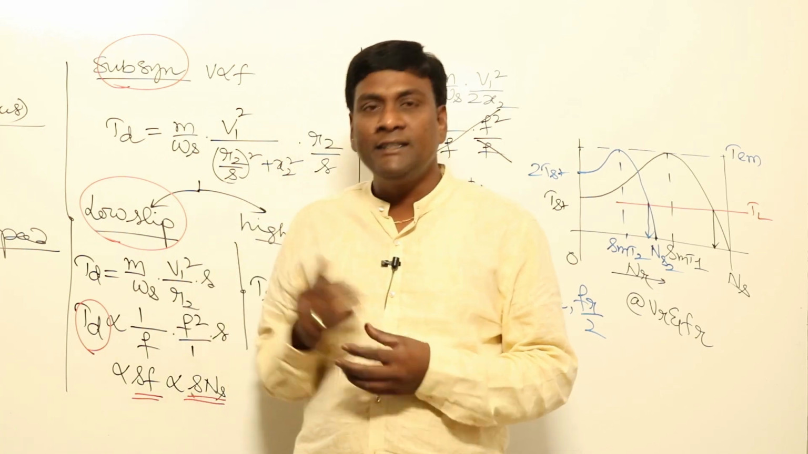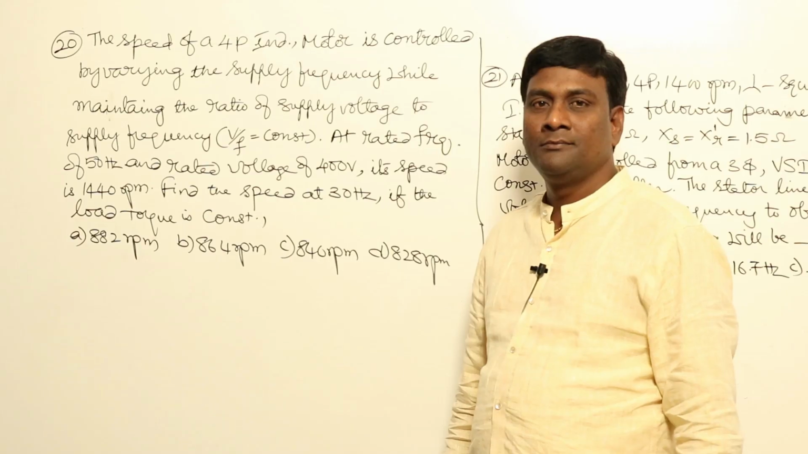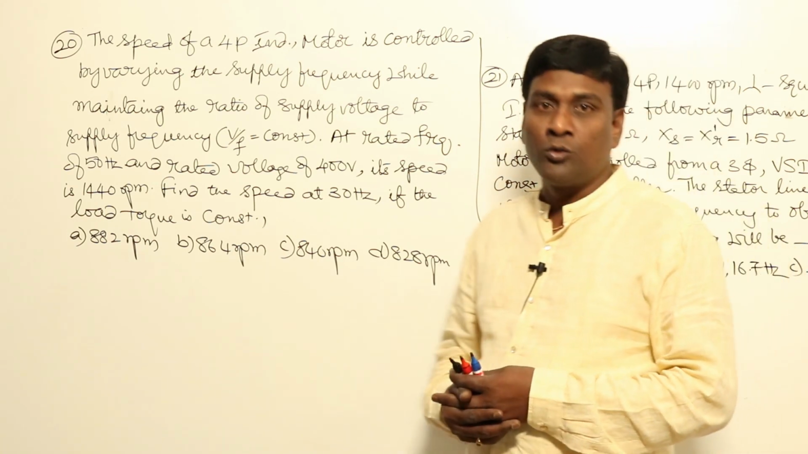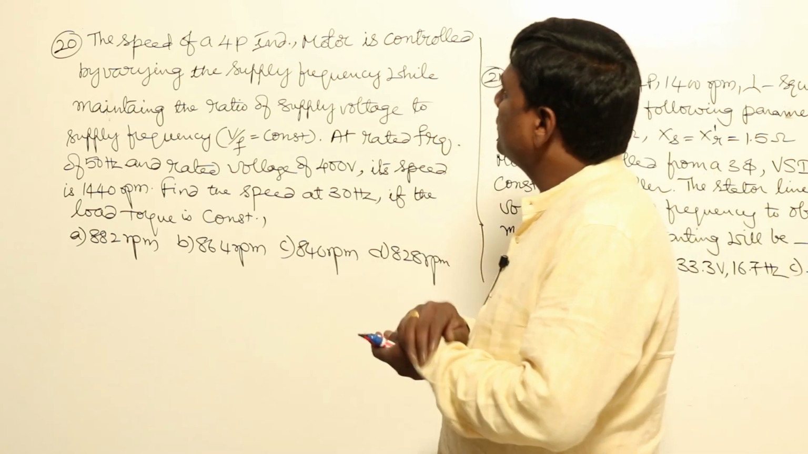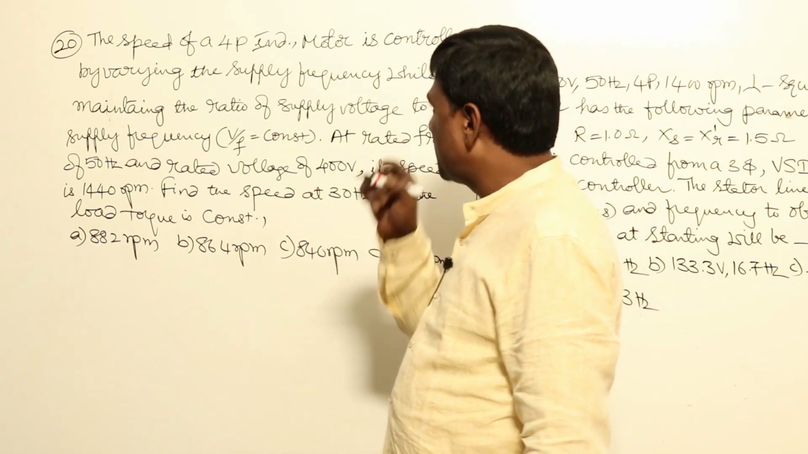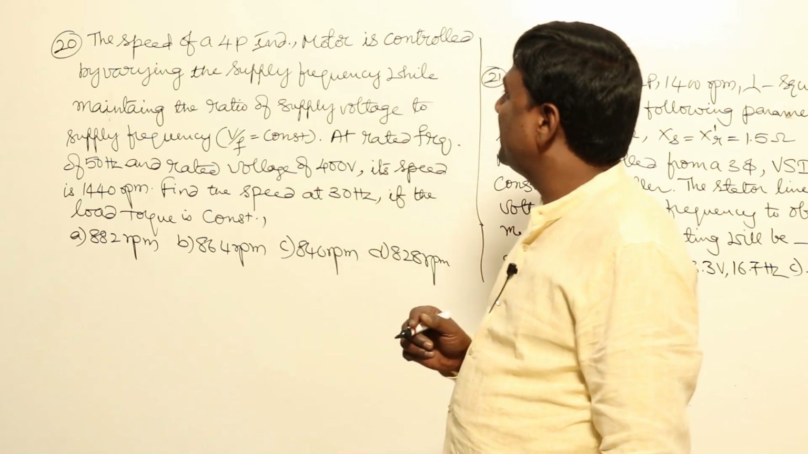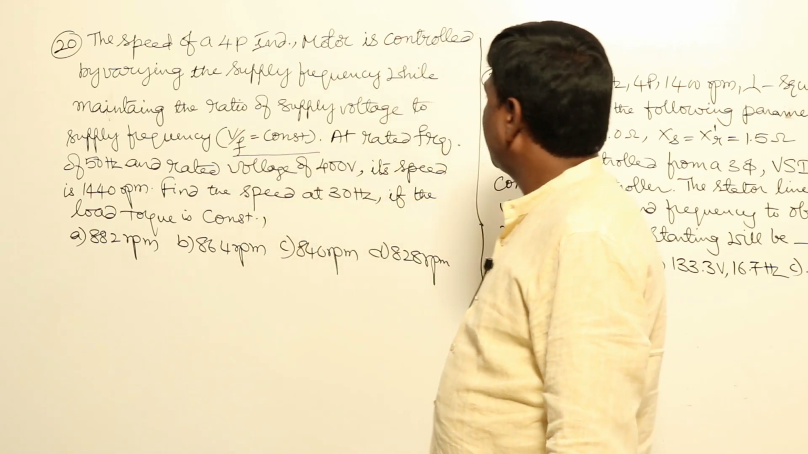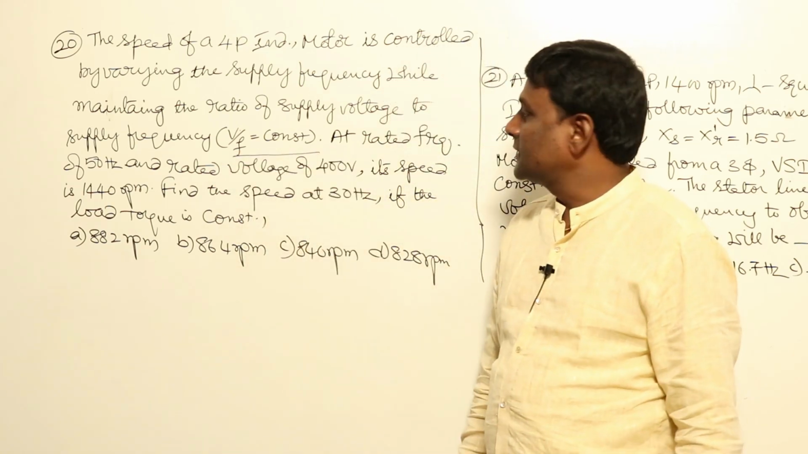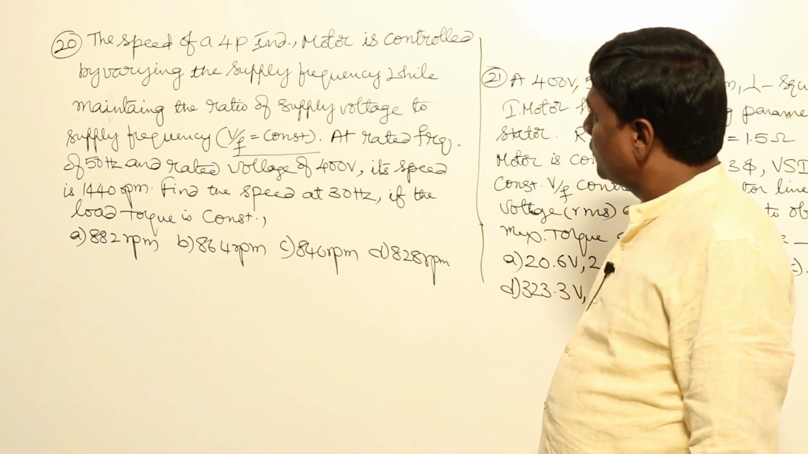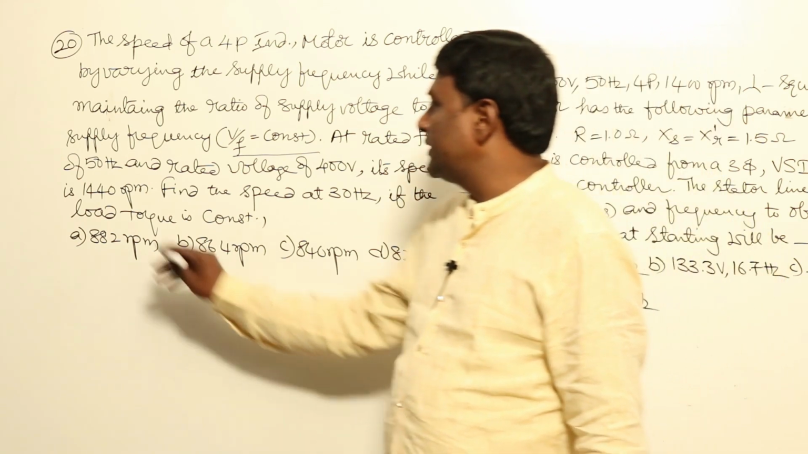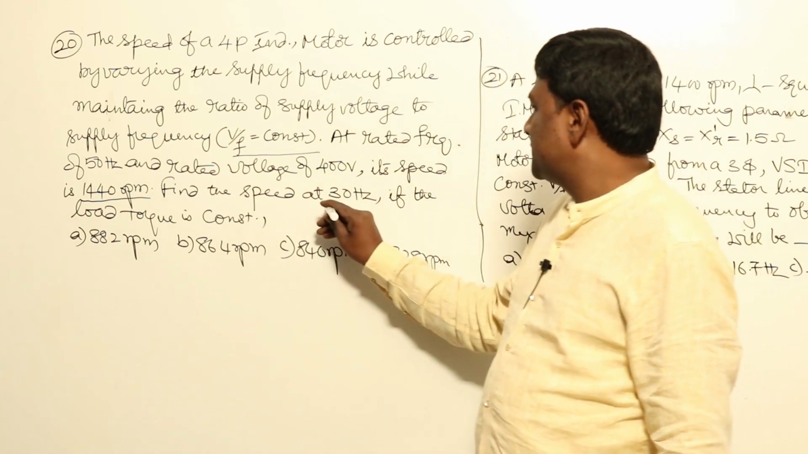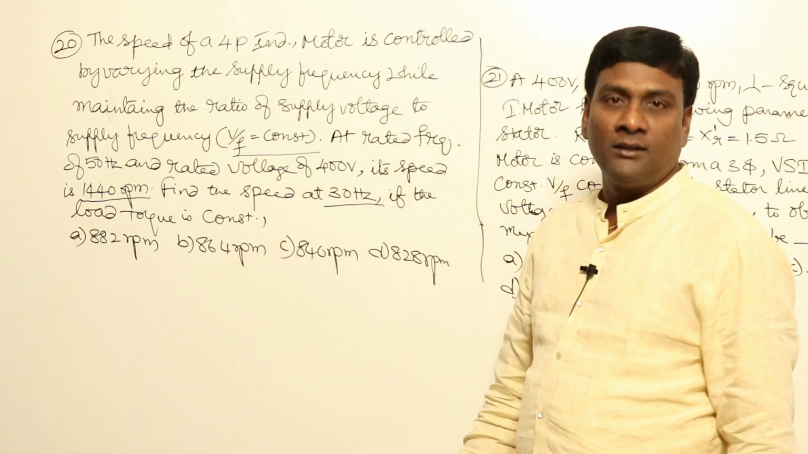Now we will see problems. Let us solve some problems on VVVF control. The speed of a 4-pole induction motor is controlled by varying the supply frequency while maintaining the ratio of supply voltage to frequency, V by F, constant. At the rated frequency of 50 Hz and rated voltage of 400 volts, its speed is 1440 rpm. Find the speed at 30 Hz if the load torque is constant.